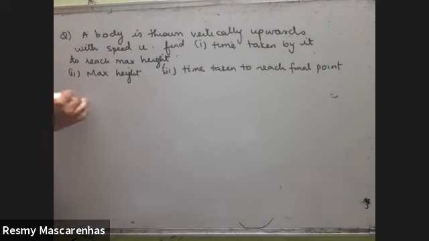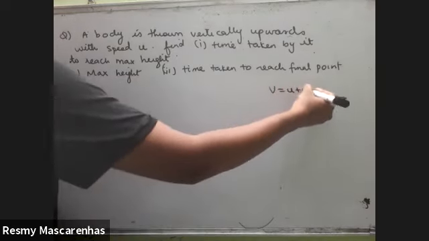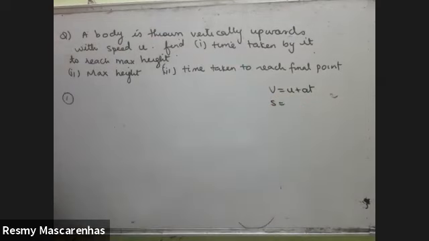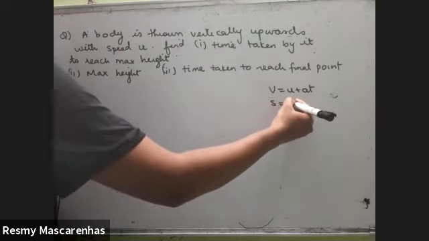Now the first one, we'll calculate the time taken to reach maximum height. So the same formulas we have to use. v is equal to u plus at, s is the normal one, whichever you want to use, or you can use the v square.